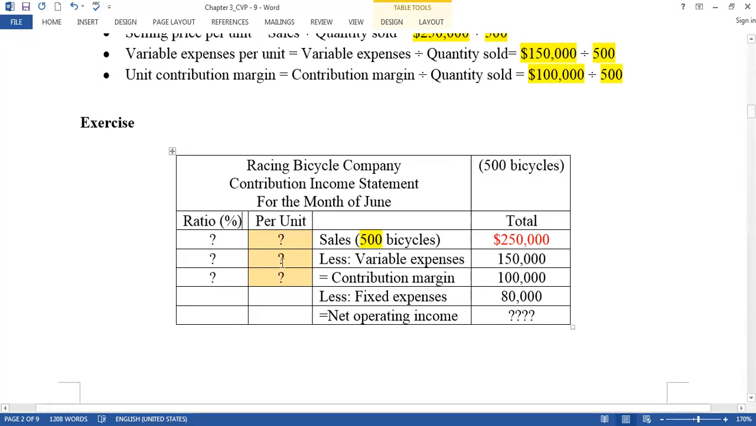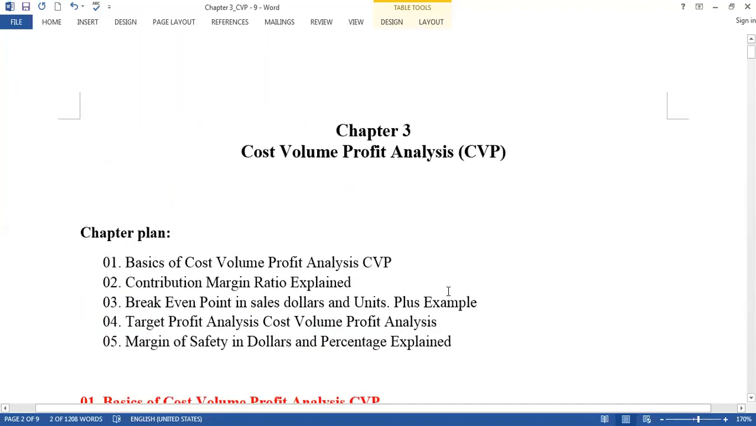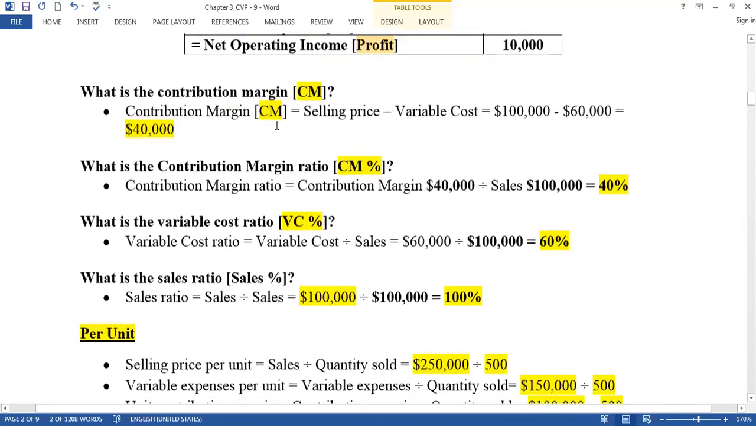Can you remember the formula? If you want to calculate sales ratio, the formula is sales divided by sales, right? If you want to calculate variable cost ratio, variable cost divided by sales. If you want to calculate contribution margin ratio, contribution margin divided by sales. This is the formula.